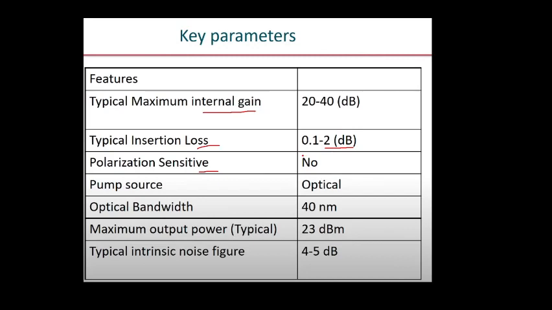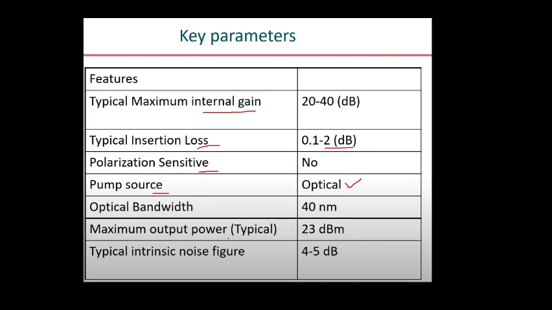The EDFA amplifiers are not polarization dependent. So this is no. The pumping source is optical. We always use an optical pumping source, as we discussed earlier, at 980 nanometer or 1480 nanometer wavelengths. Optical bandwidth could be the entire C band, as we discussed earlier. It is from 1530 to 1570, 40 nanometers, or in some amplifiers we also have C plus L band optical bandwidths. So they work for both C band and L band. That is known as a C plus L band optical amplifier.